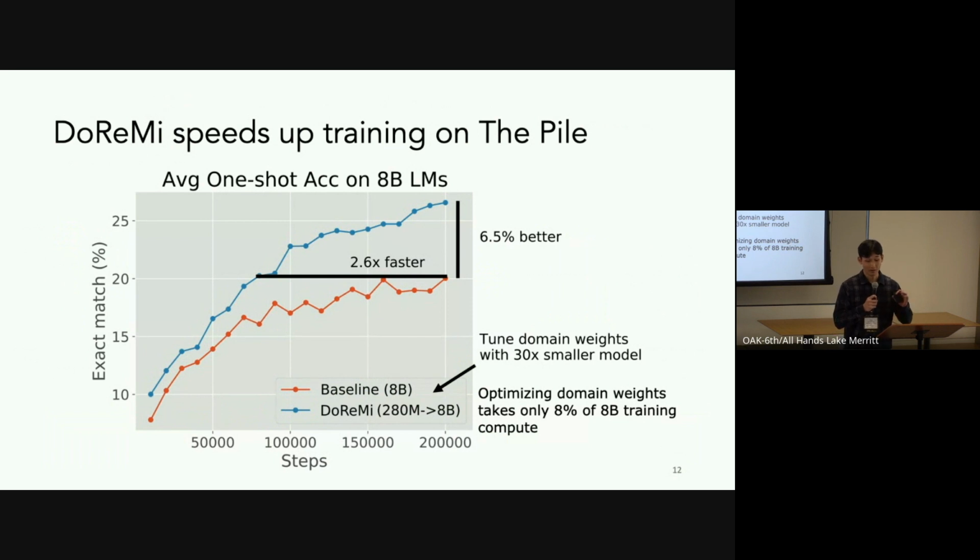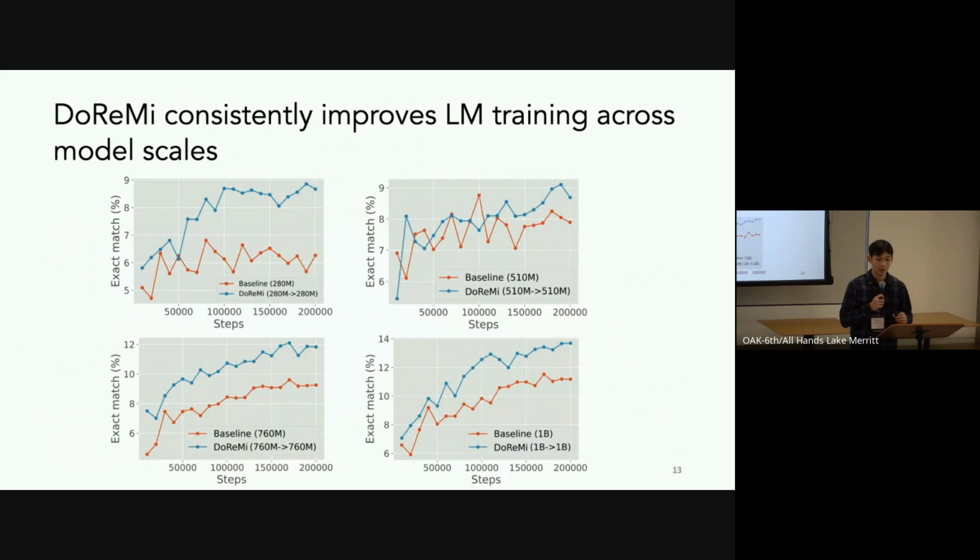One thing to note is that the size of the small proxy model we use here is 30 times smaller than the 8 billion parameter model, so 280 million parameters. Optimizing those domain weights using that small model only takes about 8% of the total training compute of the 8 billion parameter model. We also tested this across many model scales, and we find that it consistently improves language model training across different model scales and doesn't diminish across scales. So we think it has a hope of scaling up to much larger models as well.